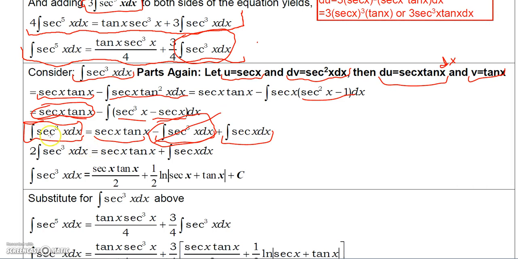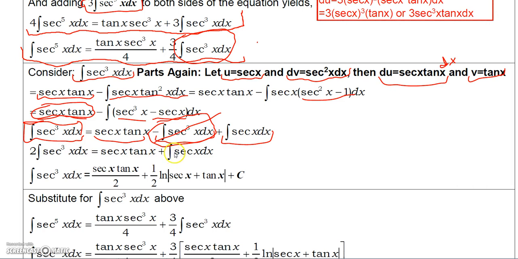And if I add it to the left-hand side over here, if I take the integral of secant cubed x dx and add an integral of secant cubed x dx, then I'm going to actually get 2 integral of secant cubed x dx. So I'll get 2 of those equals secant x tangent x plus this integral here. And then if you divide both sides by 2, you get this divided by 2 and this divided by 2 equals the integral of secant cubed x dx.